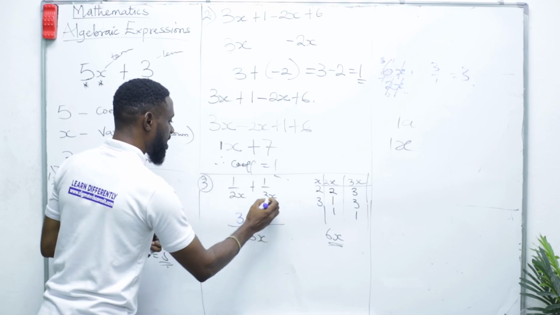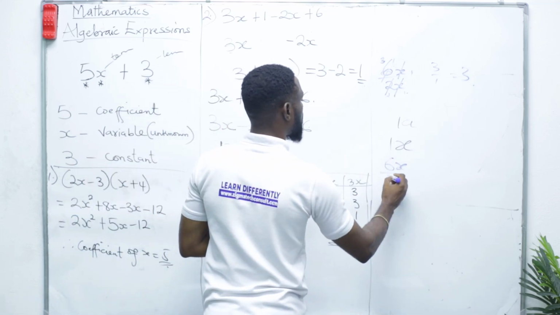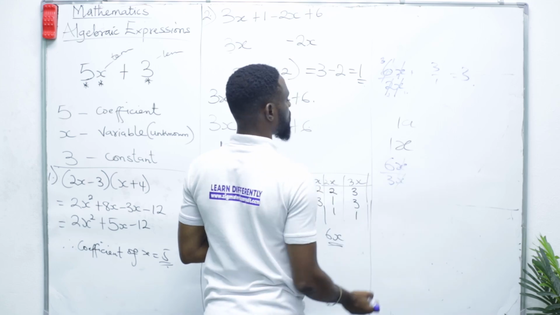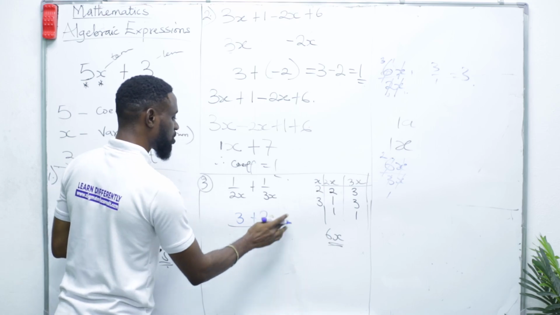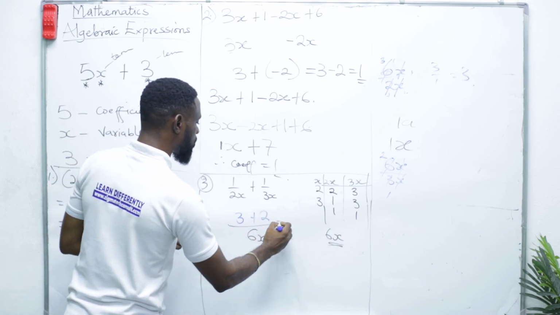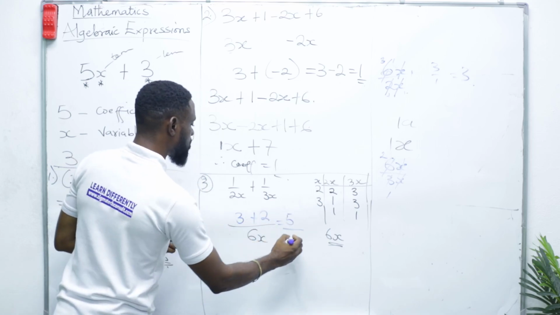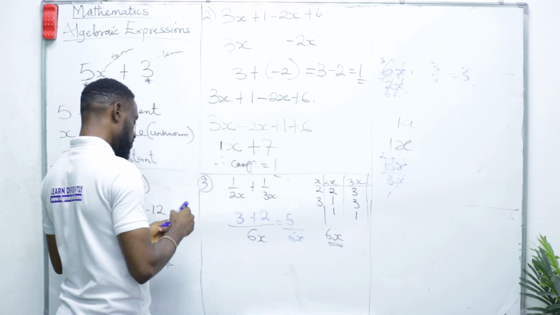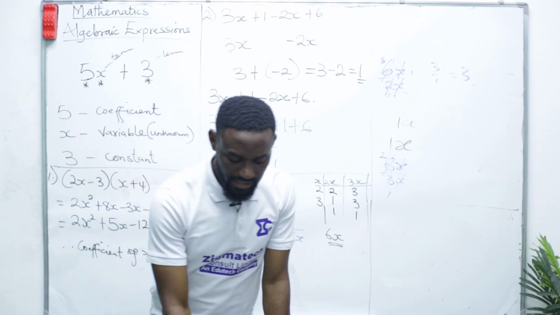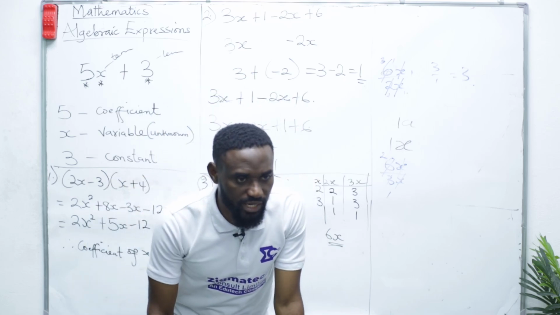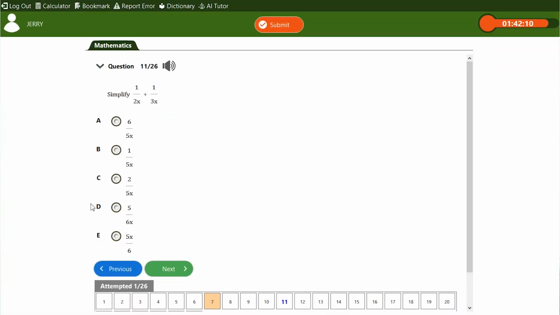Plus here, divide this place is 2. How? 6x over 3x. This removes this, right? 3 here is 1, 3 here is 2. So this is 2 times 1 is 2. Okay? So this will now be 3 plus 2 is 5 against 6x. So we have been able to simplify that particular expression. So the answer is 5 over 6x, which is option D here.